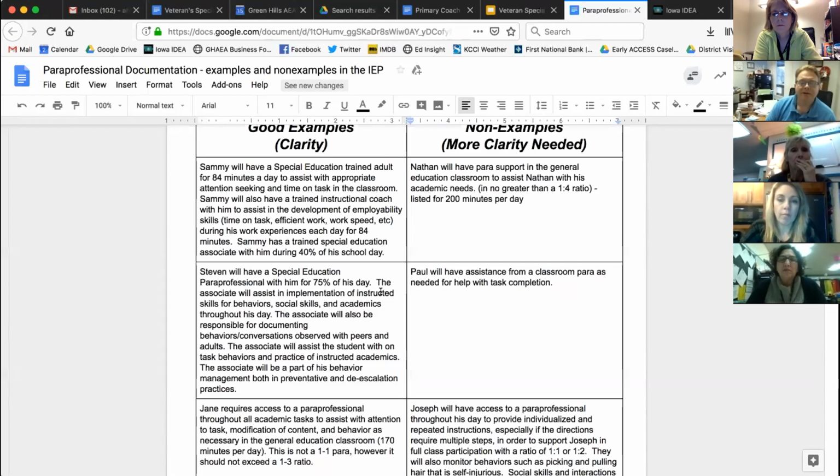Now Paul, the second one there actually is a fake one, but it's based on real ones I've seen that we hopefully get clarified or corrected before those IEPs go through. But Paul will have assistance from a classroom para as needed for help with task completion. I thought about putting the red not sign with as needed. It has to be time bound and specific to the student's needs. We are not able to say they can have access to a para as needed, because that starts to sound like just a classroom para that's there, and Paul may receive some help from that, but that doesn't imply any specific service for a student with a disability to help them acquire skills. So just very general, one like that.